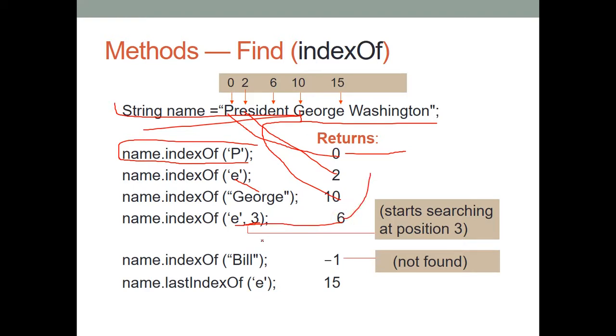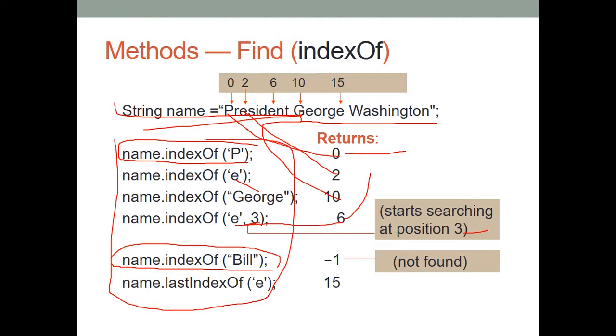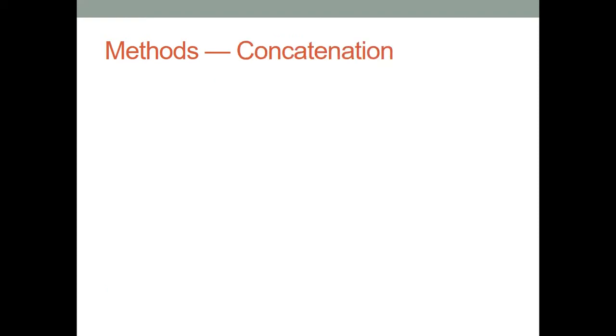Okay, next is start searching at position 3. Start searching at position 3, it starts searching from 3, that's why it will give you 6. Okay, name dot index of bill, you can give also one string also, so it is one kind of overloaded method, index of and index of. Yeah, find methods, both are the same, you can say.